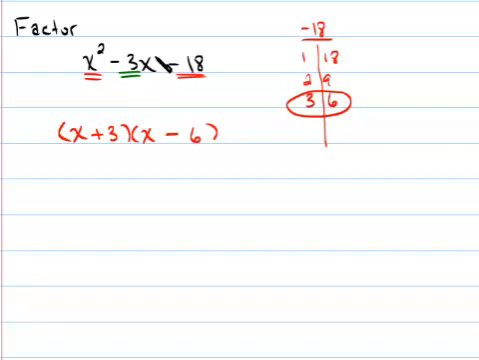If you want to verify this, you can do so by doing this. X times x gives you your x squared. If you want to verify your minus 3x in the middle, do the inner-outer product. This is a plus 3x. The outer product is a minus 6x. Combine those together and you will get a minus 3x. And your last term is 3 times minus 6, which is a minus 18.